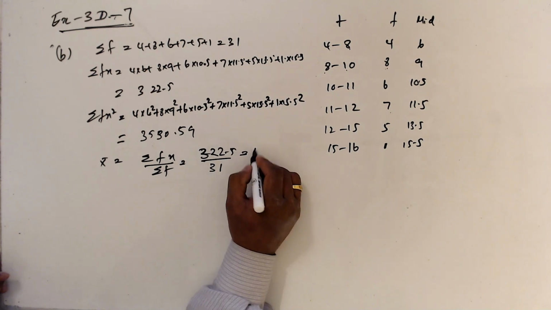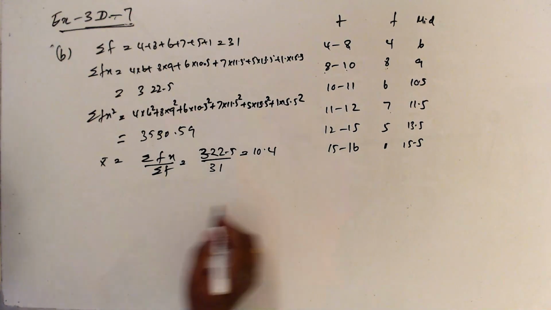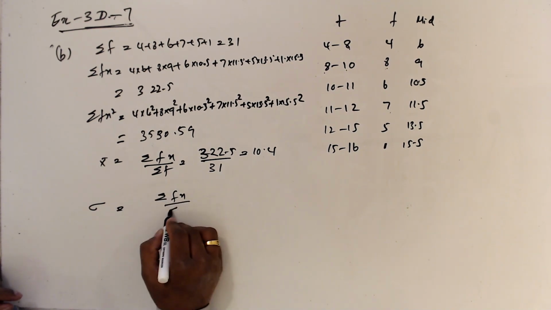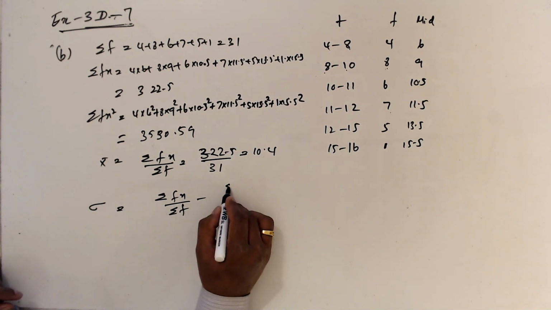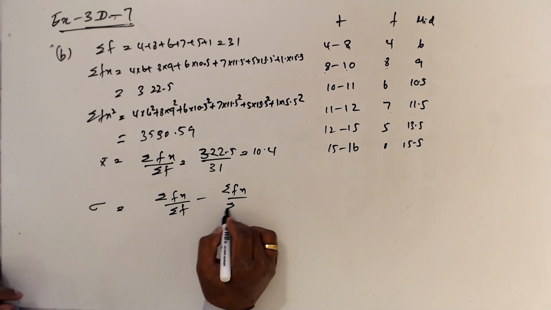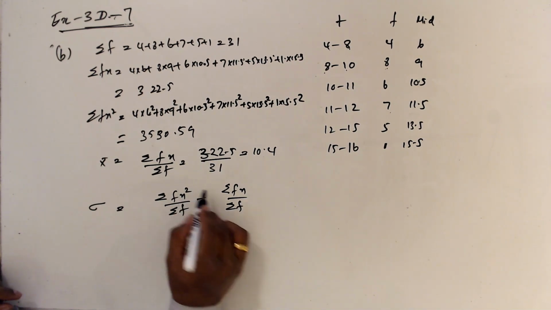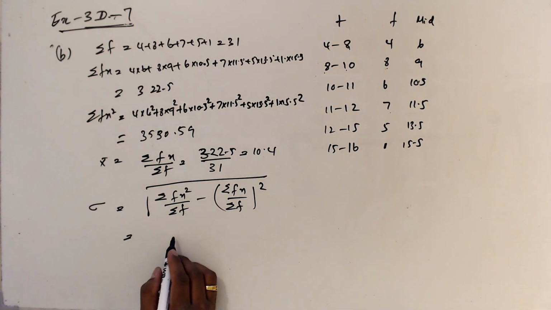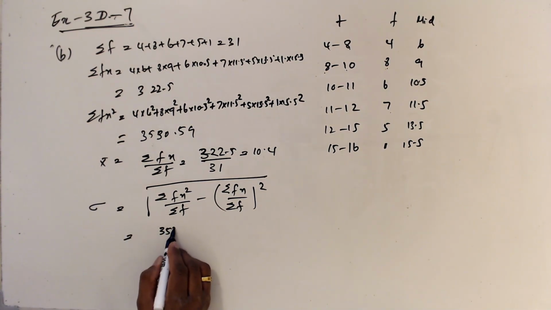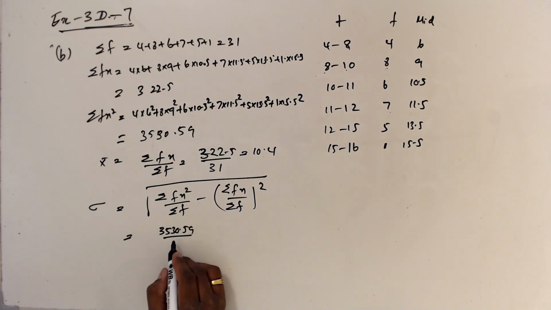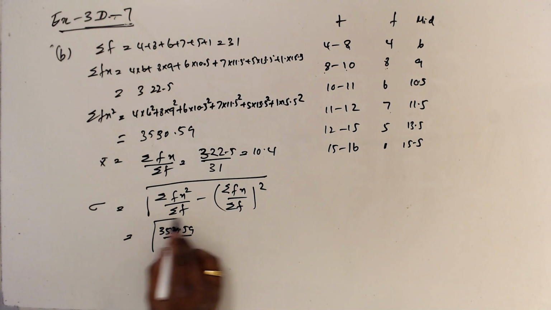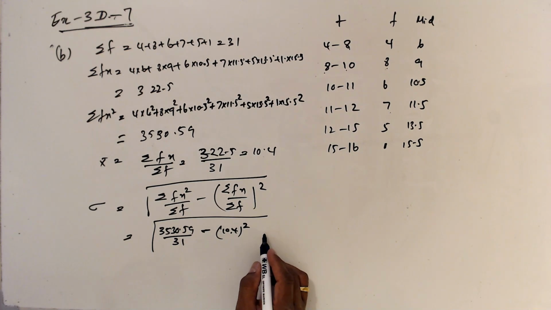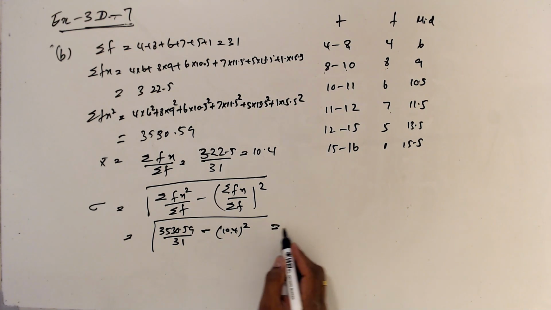This is going to be 10.4, and the standard deviation is the square root of summation fx square over summation f minus summation fx over summation f all squared. So we will get 3530.59 over 31 minus 10.4 square. So this answer is going to be 2.4.